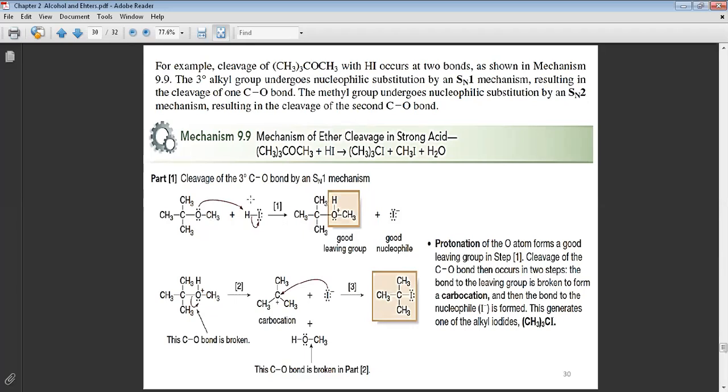Now, step number 1, we have ether and acid. What is the reaction? The reaction is an acid-base reaction. The first step is protonation of the oxygen atom, which forms a good leaving group. That means the lone pair of electrons on the oxygen attacks the proton of the acid to give you oxygen hydrogen plus. This oxygen hydrogen plus CH3 will be a good leaving group.